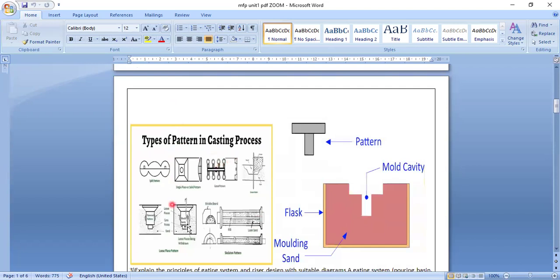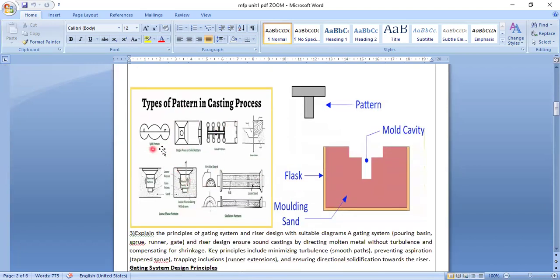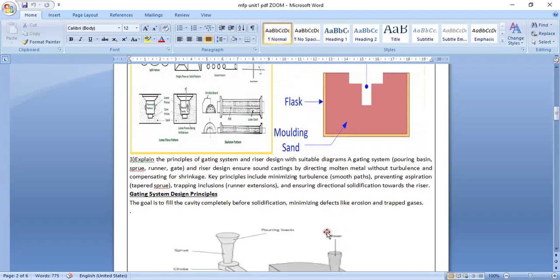So here you can see types of patterns. This is one type of pattern, above and down. Here also some patterns, skeleton type patterns, can be used. And these are all the patterns where these types of castings are used. This T shape is called the pattern, which is kept inside the mold cavity. So this is the shape of the mold cavity. Here green molding sand is used. So these are the types of patterns.